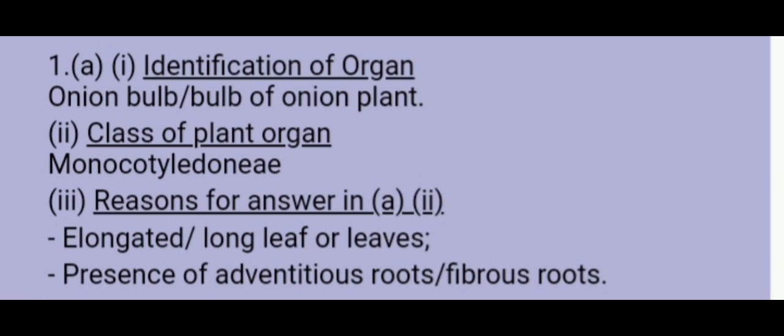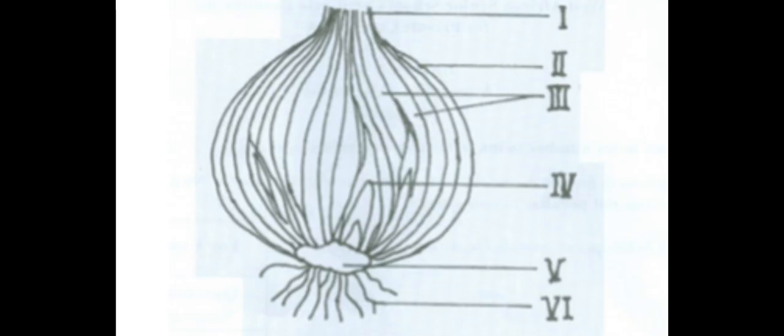Now, having said that, before I forget, let's class onion also. So the class of onion bulb is monocotyledonae, right? And then what's the reason for classing it there? Because I see elongated or long leaves shooting out, and then I see presence of adventitious roots or fibrous roots. All right. Now, if you're looking at your onion on the table in your exam hall, and then you're asked to draw, I put up a diagram, and this is how you would label it. So you label these parts, and these are the labels.